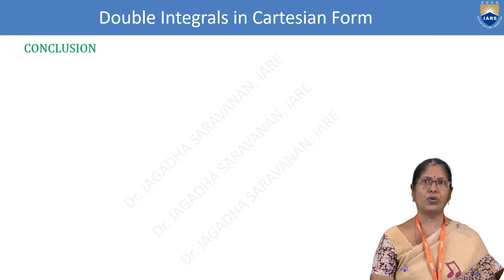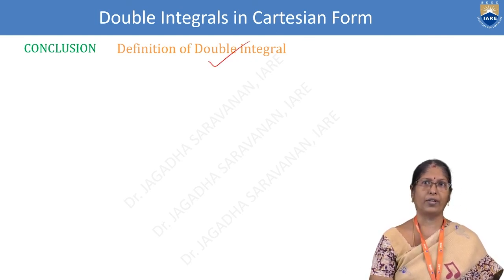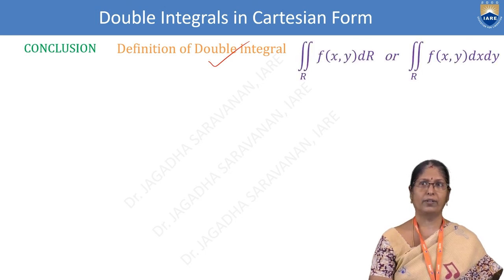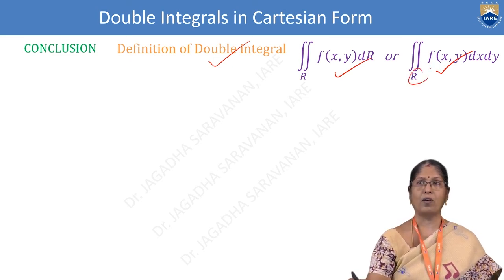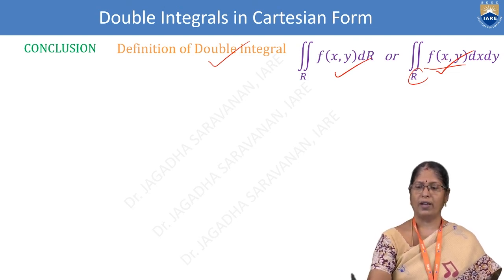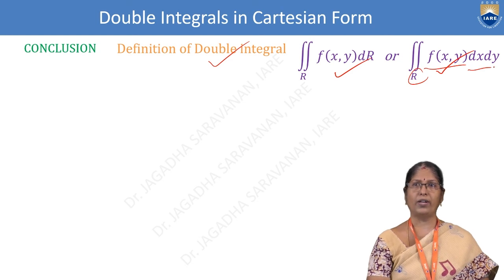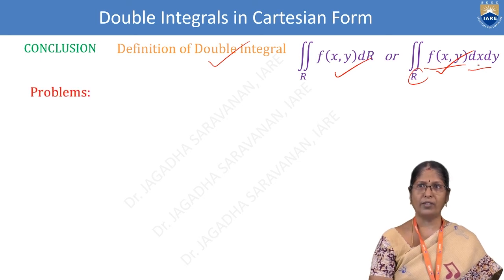We will come to a conclusion of these double integrals in Cartesian form. The definition of double integral, the basic concept: the definite integral extended to two variables is the double integral. That background we discussed. This is the formula for double integral. The capital R represents the region. It is two dimensional, the function taking the two variables x and y, and we are integrating in two directions. We have taken problems in x and y.